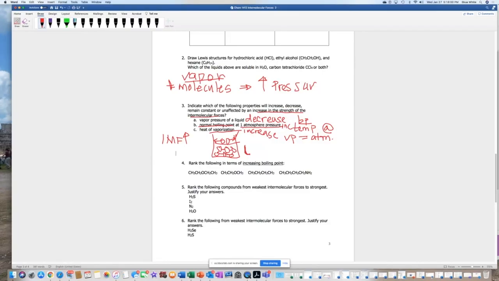I just need to get this. So these are our Lewis structures, and then the solvents, I'll draw them on the side. The solvents will be water first, H2O, and then carbon tetrachloride.